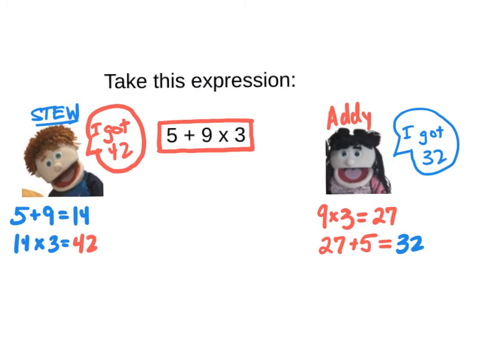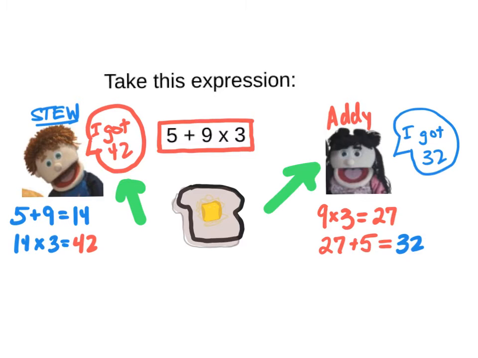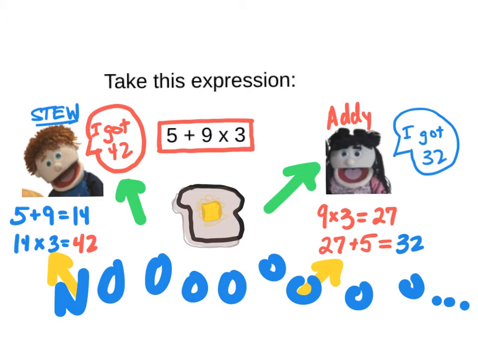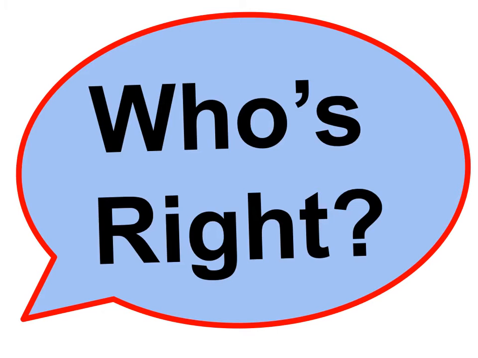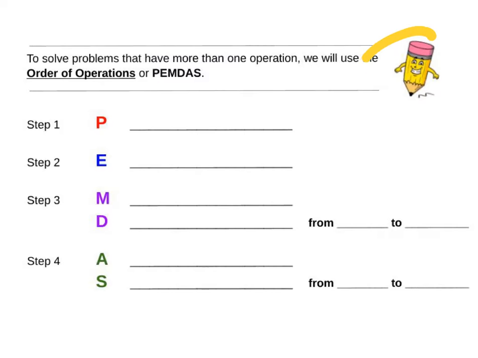Hold on to your French toast, students. Are you trying to tell me that we can get 2 answers for this problem? Stu got 42. Addie got 32. They both did correct math. No! We need to answer that age-old question. Who's right? Get out your pencils, students, because we need to take some notes.